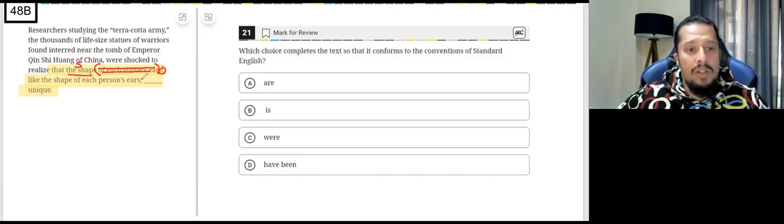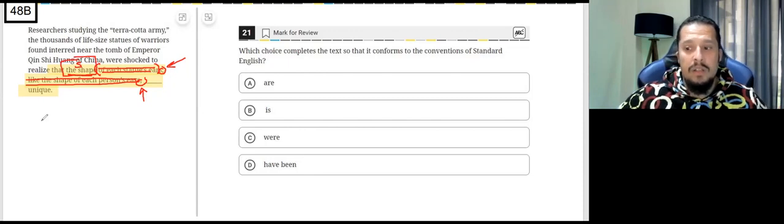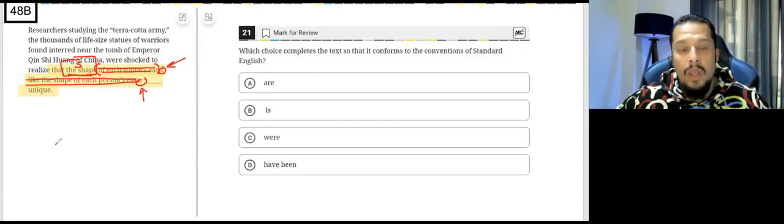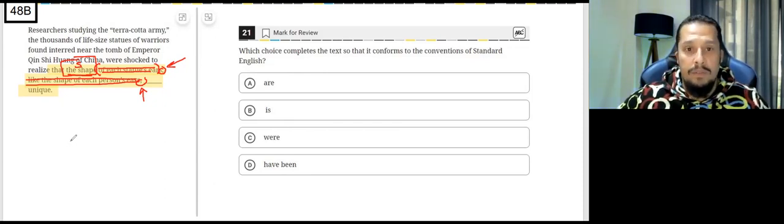Like the shape of a person's ear. Now, again, you see this double comma phrase? Again, this can also be removed. So the subject of the sentence is the shape. That's the subject of the sentence. It's not of each statue's ears. Why? Because it's a prepositional phrase. Prepositional phrases do not affect the verb. Non-essential clauses do not affect the verb.